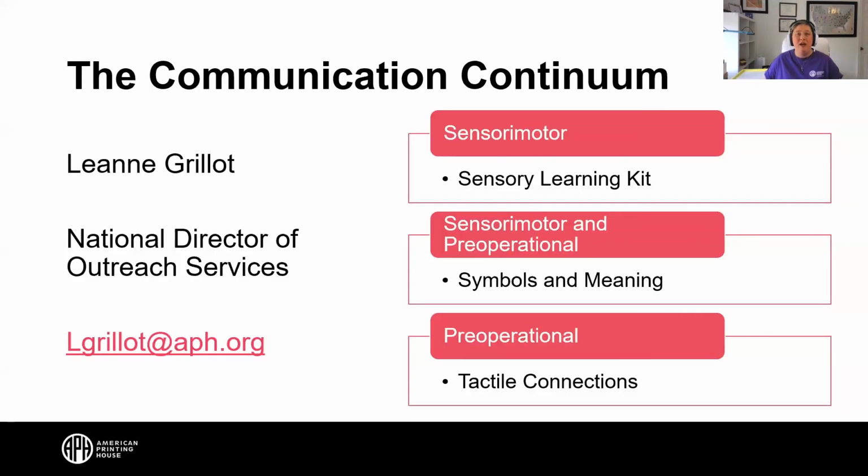This was to whet your appetite. This is the communication continuum, talking about the sensory learning kit, symbols and meaning, and tactile connections. There is no way I could do justice to all three of these kits in just 1 hour. Not possible. Hopefully, I have enticed you to come join us when we discuss the sensory learning kit all by itself, symbols and meaning all by itself, and tactile connections.